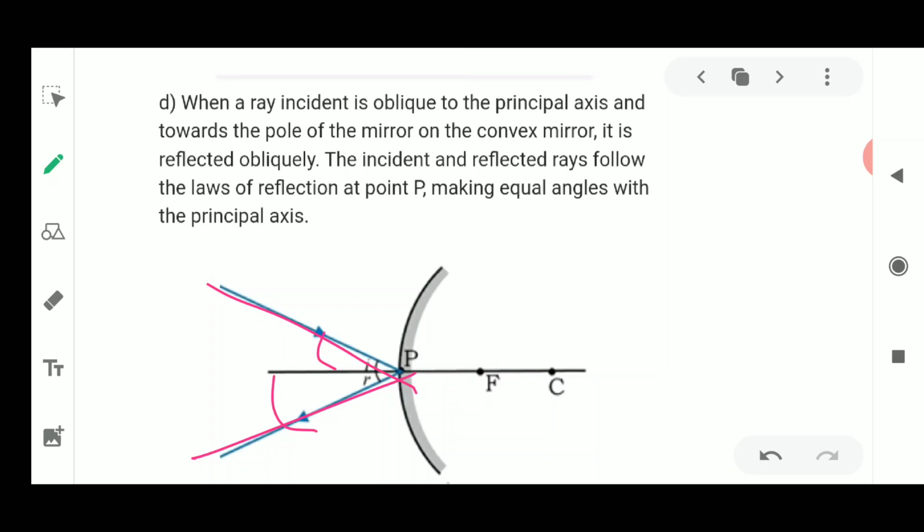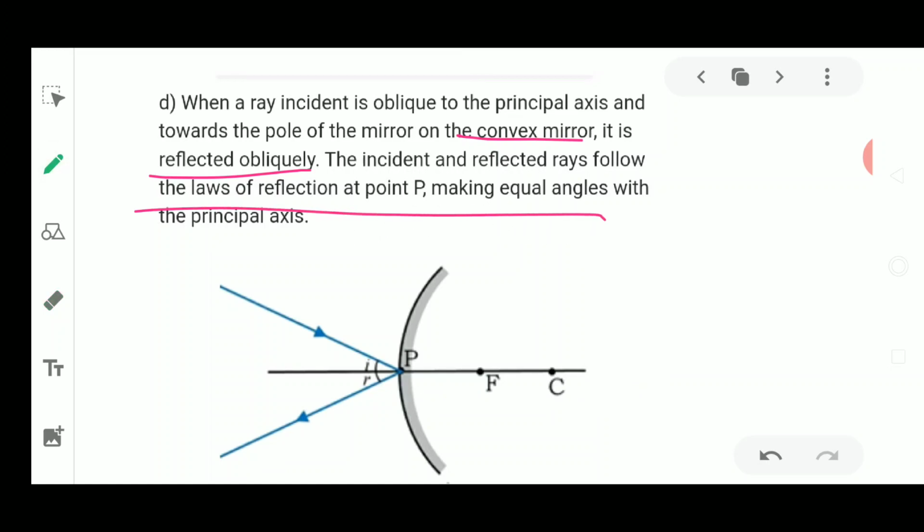So please remember this. In the case of the concave mirror the rule was the same: whenever a light ray comes obliquely and strikes at some angle, it is reflected at the same angle after reflecting from the surface. So when a ray of light is incident obliquely towards the pole of the convex mirror, it is going to be reflected obliquely. Okay, so obliquely means with the same angle of incidence and the same angle of reflection. The incident and the reflected ray follow the law of reflection.